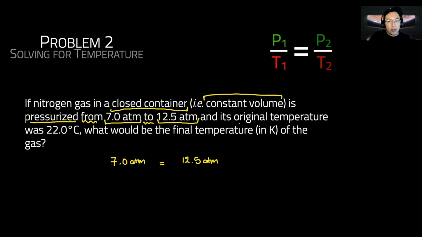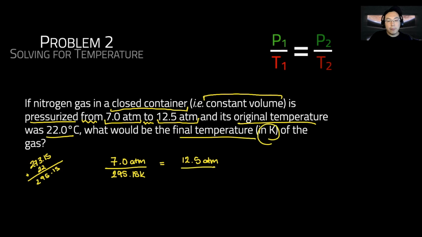And its original temperature, so temperature 1, was 22 degrees Celsius. So we put 273.15 plus 22. So you get 295.15 Kelvin. What would be the final temperature in Kelvin? So temperature 2, right, of the gas.